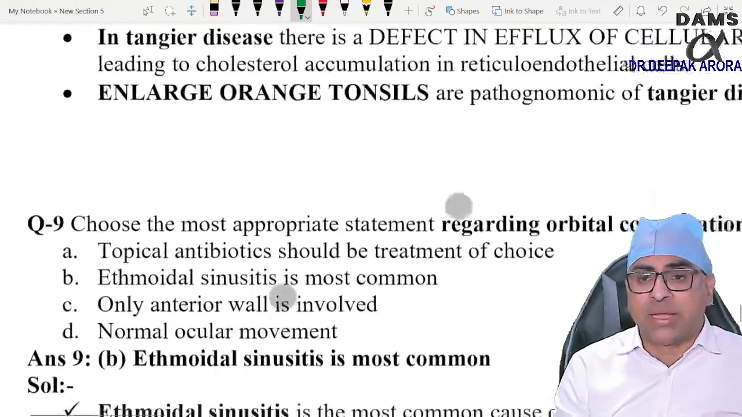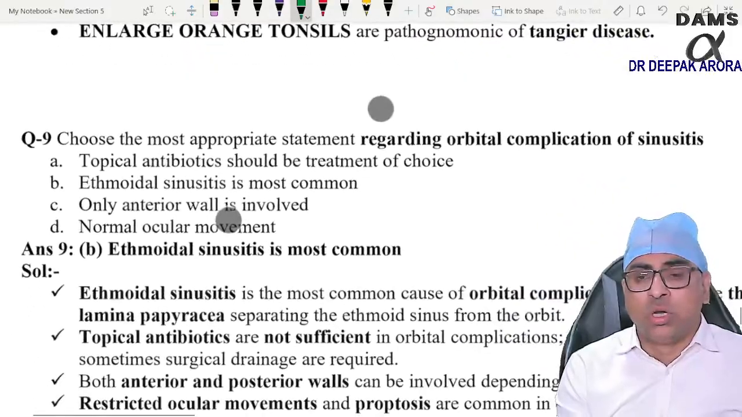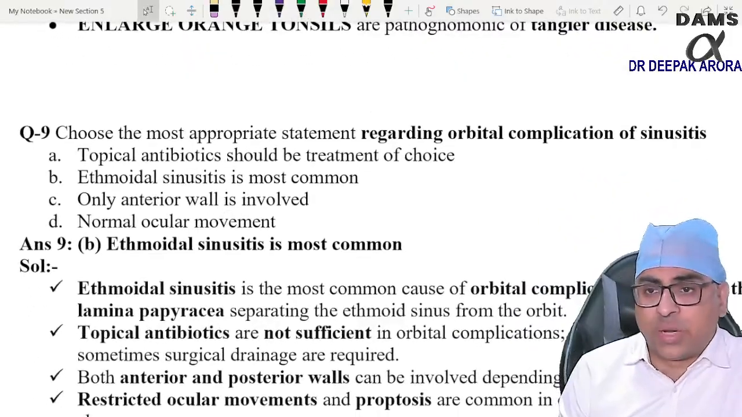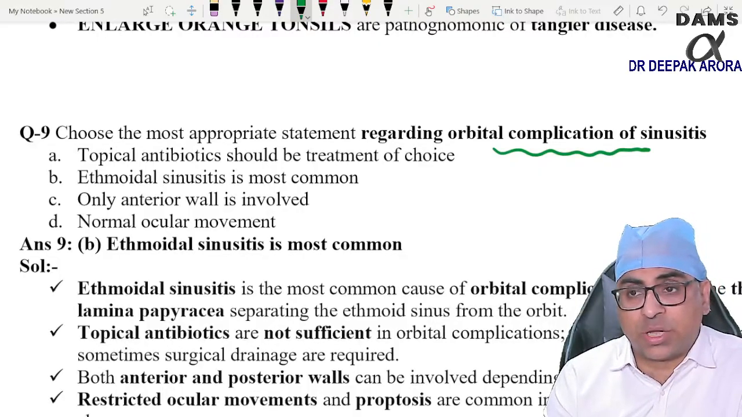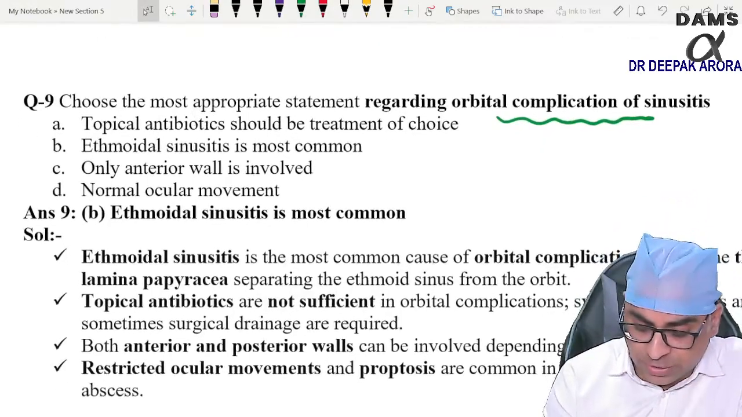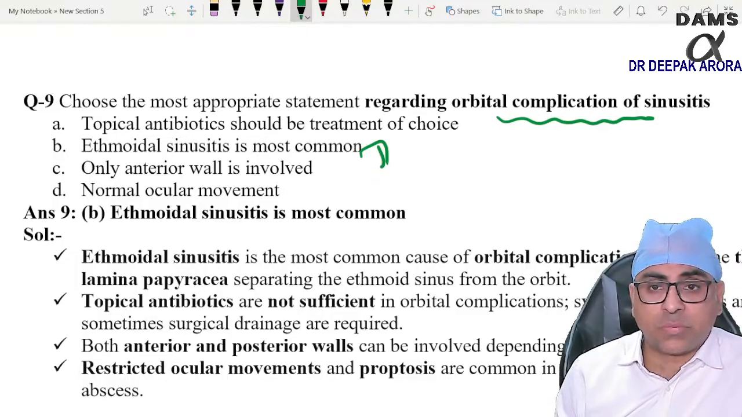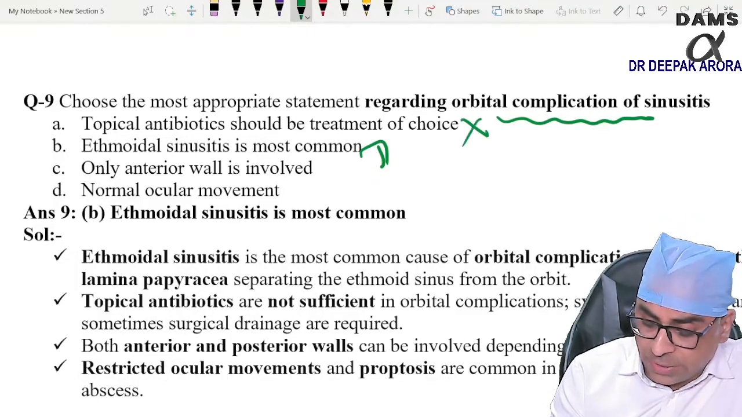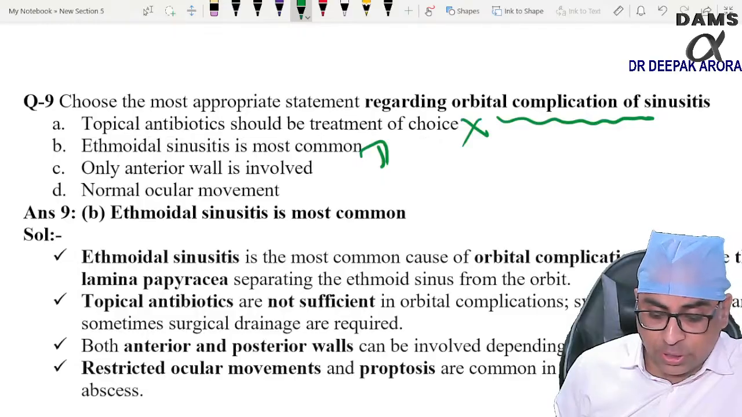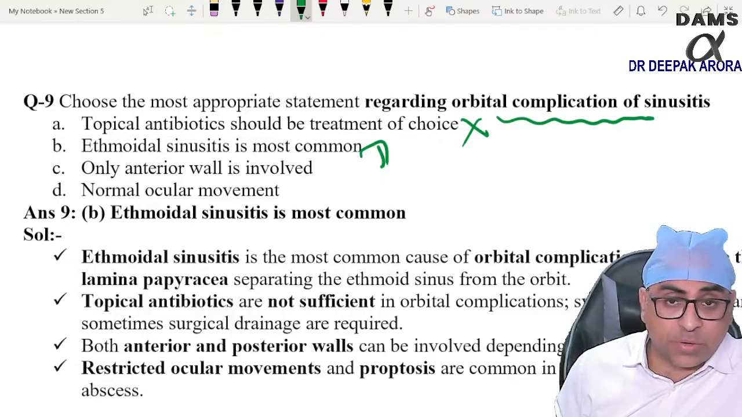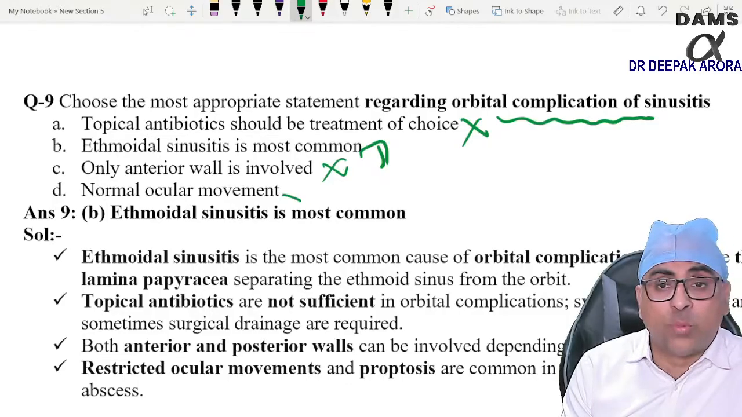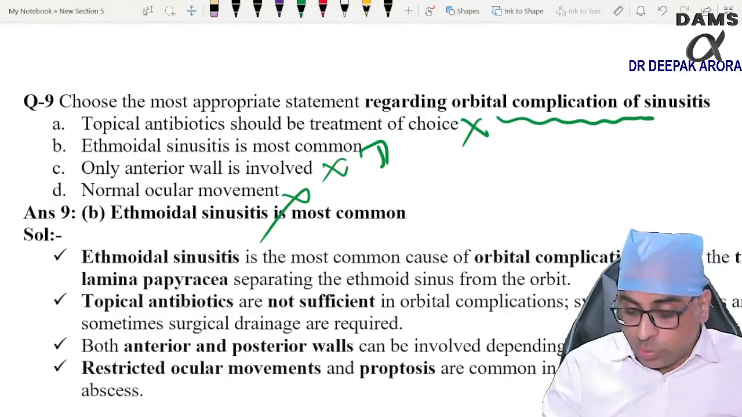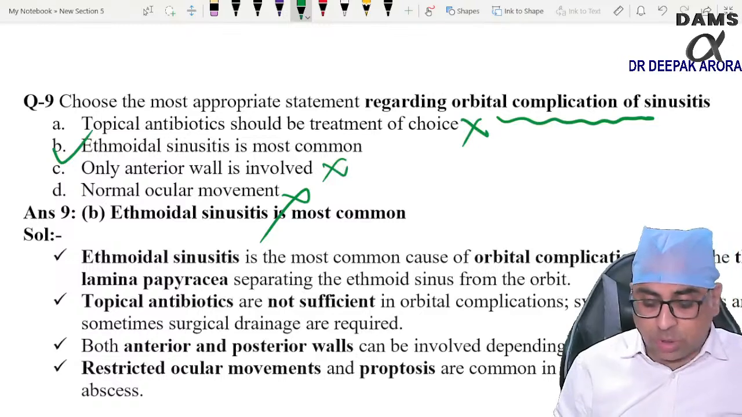Clear? Then they have given you one MCQ on which is a true statement regarding orbital complication of sinusitis. Ethmoidal sinusitis is most common. If it is a complicated case, I will not go with topical antibiotics. It cannot be the treatment of choice. Only anterior, not at all. Ocular movement cannot be normal. So we can rule out the other options. The answer will be option B.